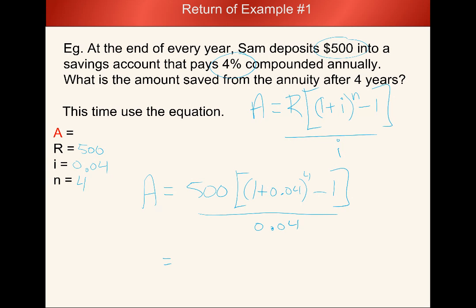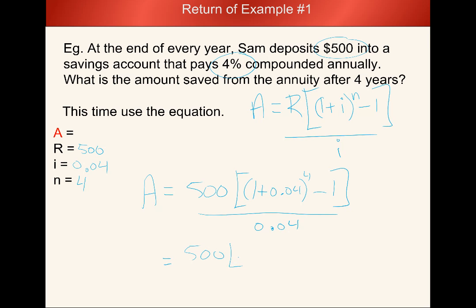So the first thing I'm going to do is work out what's in the bracket there, the 1 plus 0.04. 1 plus 0.04 is, of course, 1.04. Then I'm going to go to the power of 4. Then I've got a number there. I'm going to write what I have here.